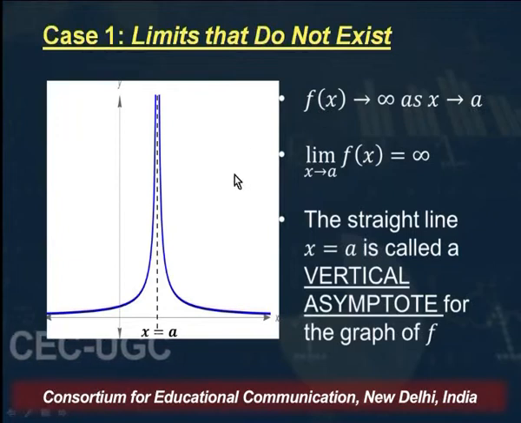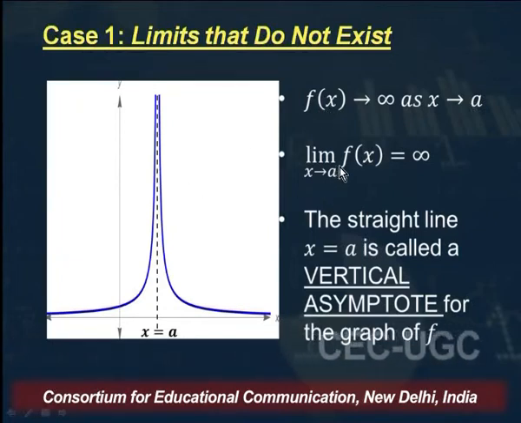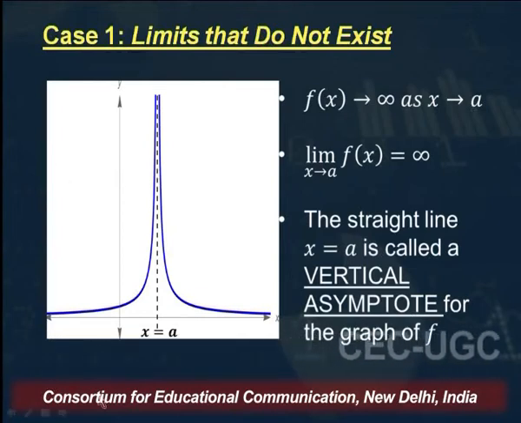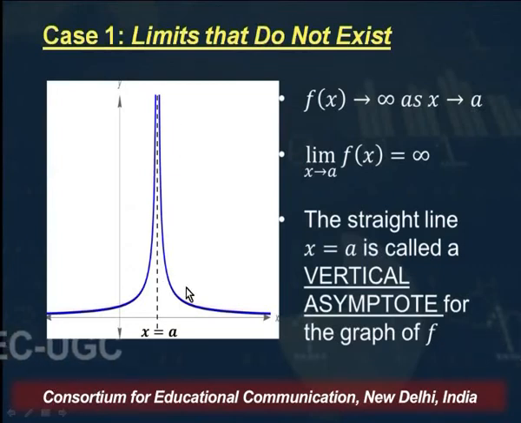The function becomes infinitely large as x tends to a from either side. So we write here that the limit of f of x as x tends to a is equal to infinity, but this is the case where we say that the limit does not exist. Also, as a side, though this will be covered in more detail in the next lecture, this straight line x equal to a is also called a vertical asymptote for the graph of f.